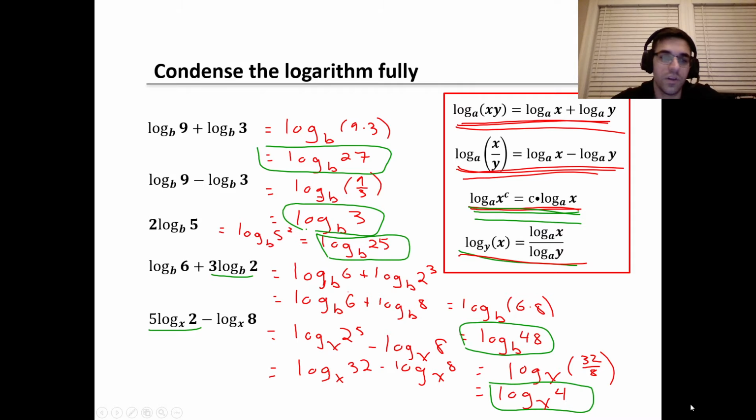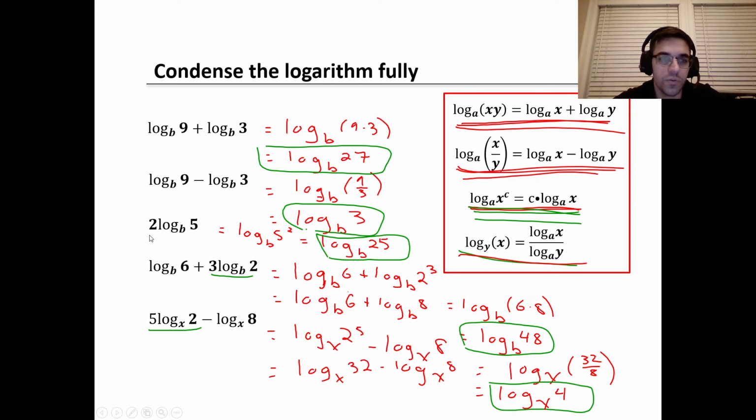Okay, so then if we look at this one, log base b of 9 plus log base b of 3. Since they have common bases, we can use our log properties. That would be log base b of 9 times 3, which would be log base b of 27. 9 times 3 is 27. Log base b of 9 minus log base b of 3. Well, that would be our second property. We would do log base b of 9 divided by 3, which would be log base b of 3.